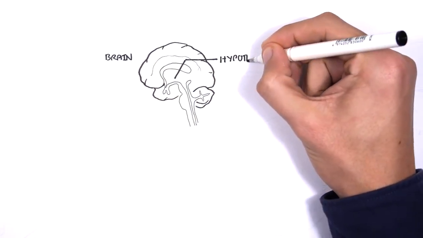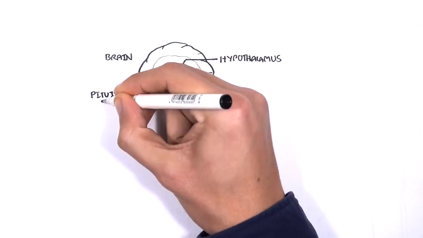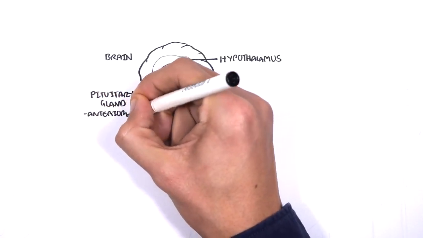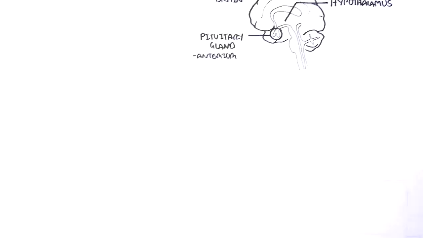The pituitary gland, which sits below the hypothalamus, is made up of the anterior and posterior lobes, and these are also important endocrine glands. But here we will mainly focus on the anterior pituitary gland. We're only going to talk about the anterior pituitary because we are talking about the adrenal gland and its hormones.